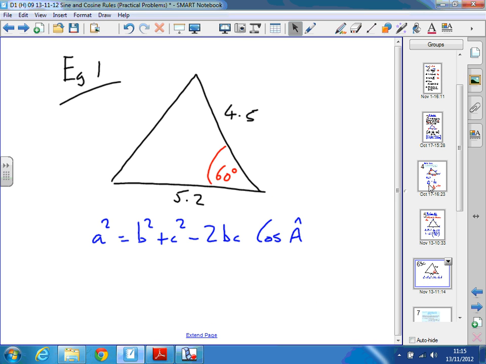Right, now let's look at this example, this question here. Can't use the sine rule because I don't know a ratio. If you look at it, I know that side, but I don't know the angle opposite it. I know that side, but I don't know the angle. I know this angle, but I don't know the side opposite. So I can't use the sine rule.